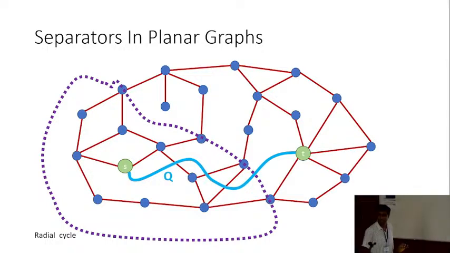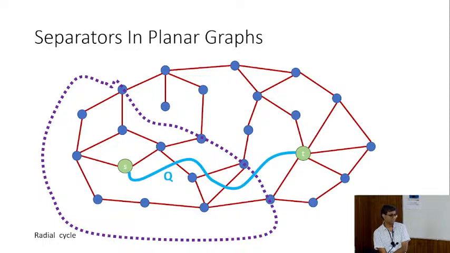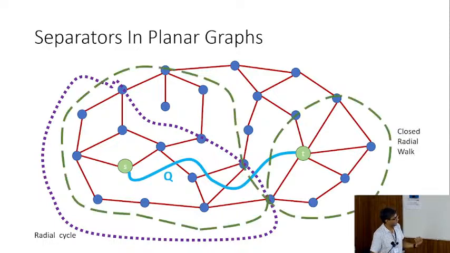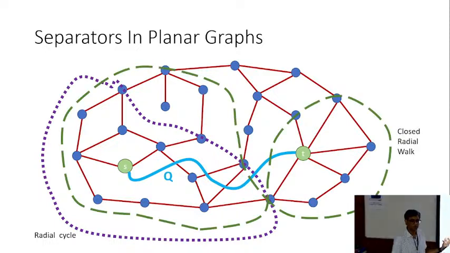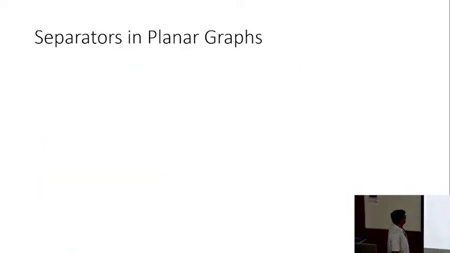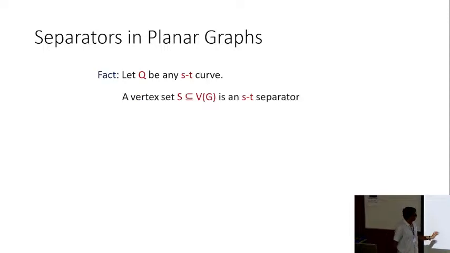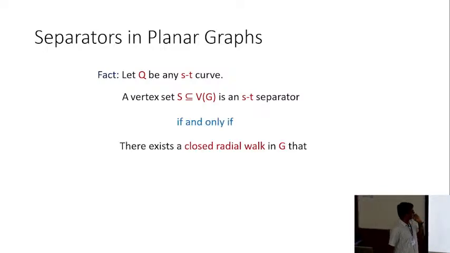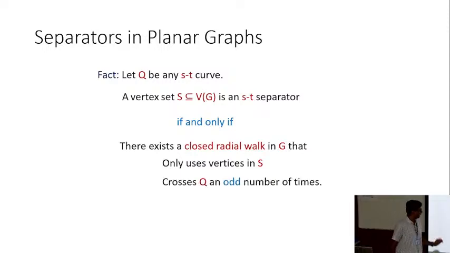It should intersect it. But how many times? So in fact, you can generalize these results not to a cycle, but to a closed radial walk. And the fact about separators in planar graphs is: let Q be any S-T curve. A vertex set S is an S-T separator if and only if there exists a closed radial walk in G that only uses vertices in S and crosses Q an odd number of times.